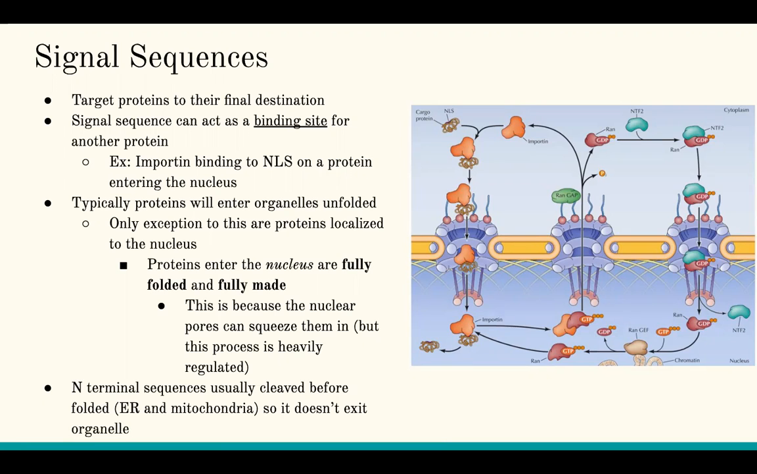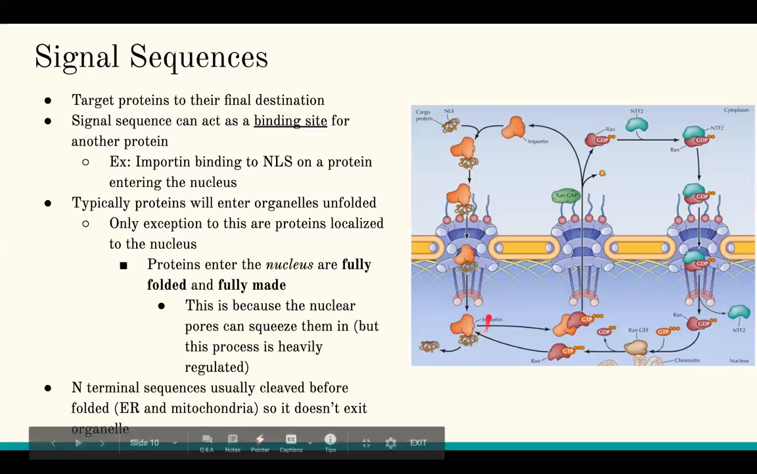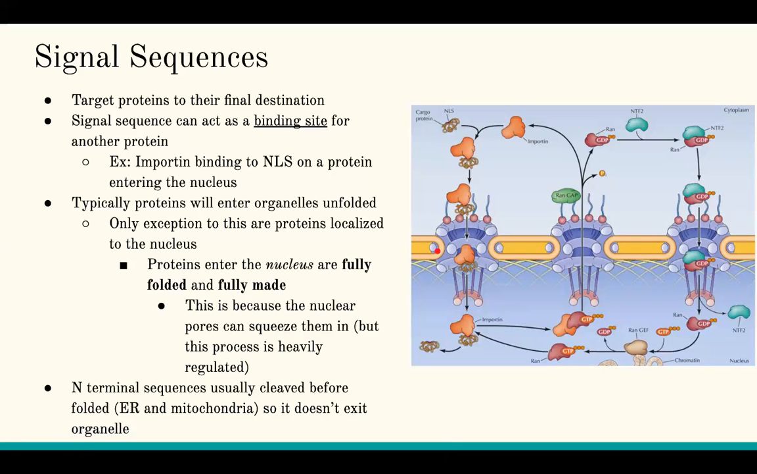For the most part, proteins enter organelles unfolded. The only exception to this rule is proteins that are trafficked to the nucleus. Proteins that enter the nucleus are fully folded and fully made, because the nuclear pores are able to squeeze the protein through, and this process is heavily regulated. N-terminal sequences are normally cleaved when they enter the ER and mitochondria so that the protein does not exit the organelle. We're going to look at some images of that, so hopefully that will make more sense later on.